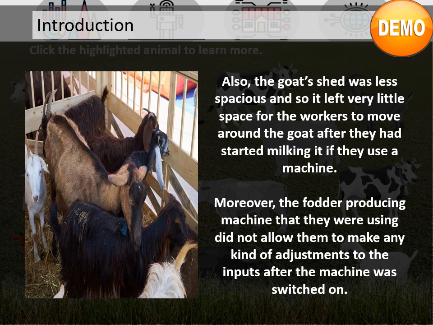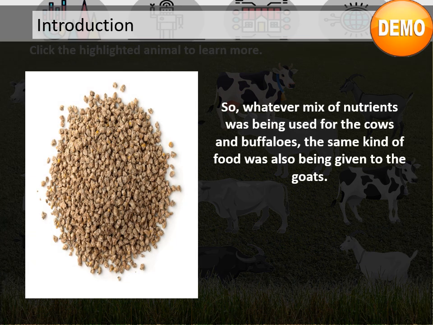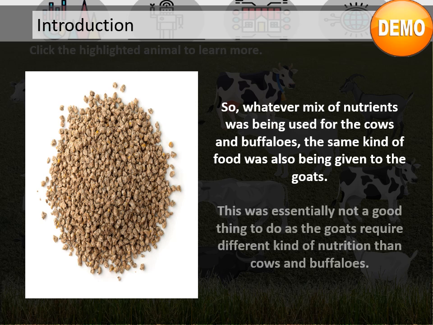Moreover, the fodder-producing machine that they were using did not allow them to make any kind of adjustments to the inputs after the machine was switched on. So whatever mix of nutrients was being used for the cows and buffaloes, the same kind of food was also being given to the goats. This was essentially not a good thing, as the goats required a different kind of nutrition than cows and buffaloes.